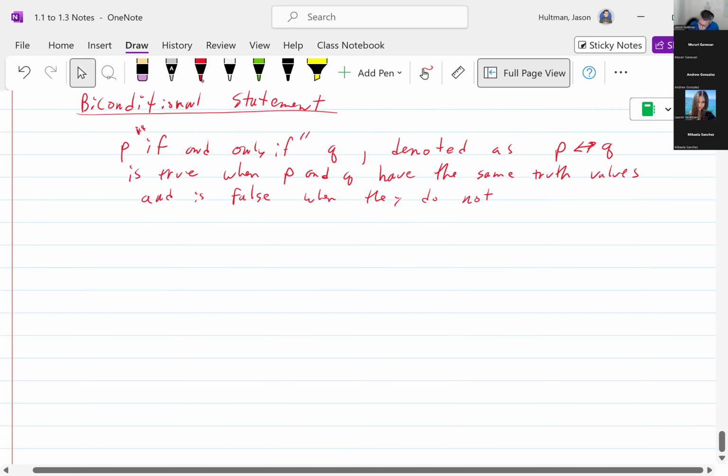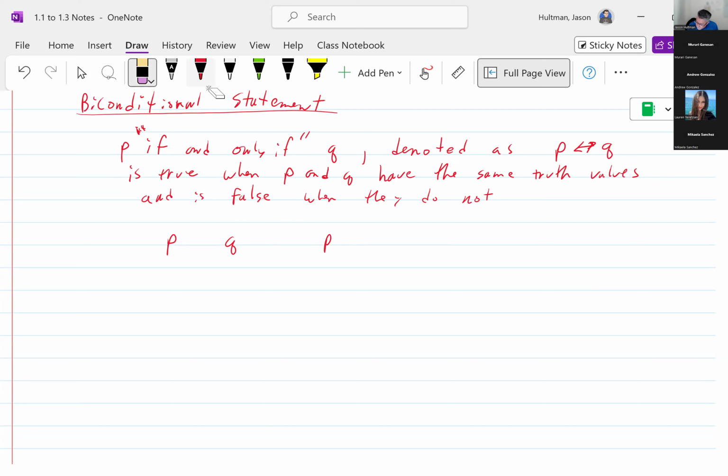Okay, so let's write the P implies Q, P, Q, and P, sorry, P if and only if Q. A biconditional statement means that it's only true if P and Q are identical. If P is true and Q is true, then P if and only if Q is true. True statement. Okay.